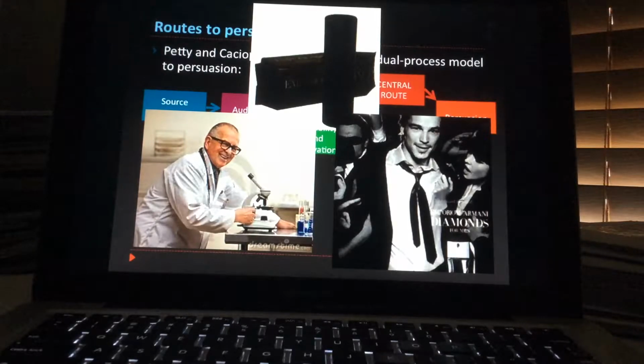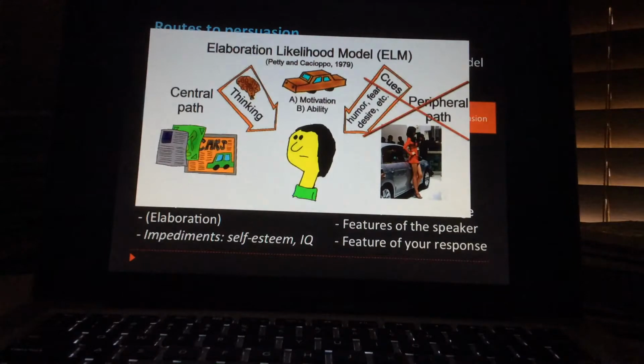And so on the left is the central route to persuasion, and on the right is the peripheral route to persuasion. Right? And so the argument is that people who are high in motivation, high in IQ, high in self-esteem, are more likely to be using the central route, so they're going to be relying on the scientist, and people who are lower in IQ, lower in self-esteem, lower in motivation, or are cognitively drained, we'll go through a list of all of these in a moment, are more likely to be influenced by the peripheral route.